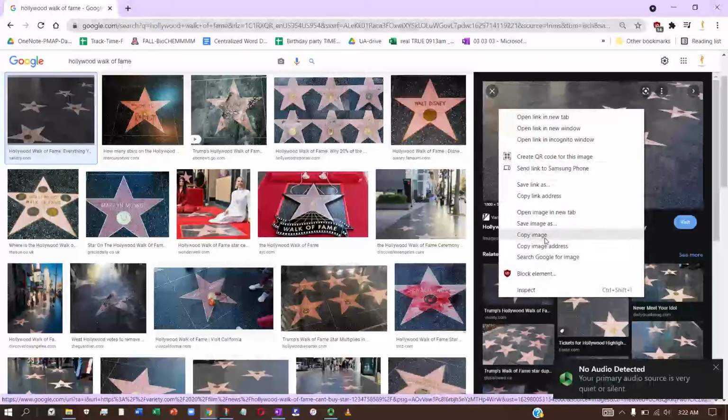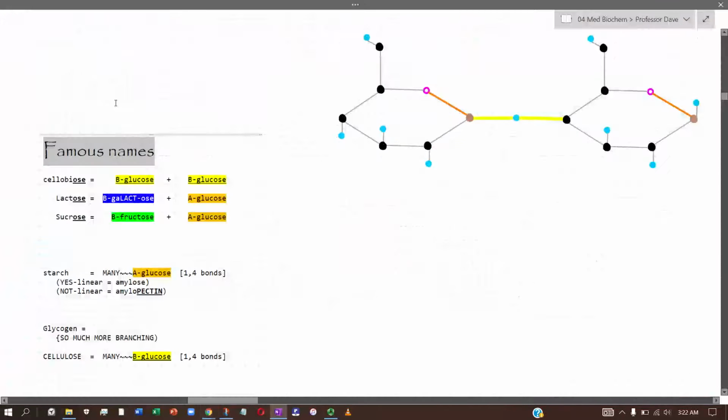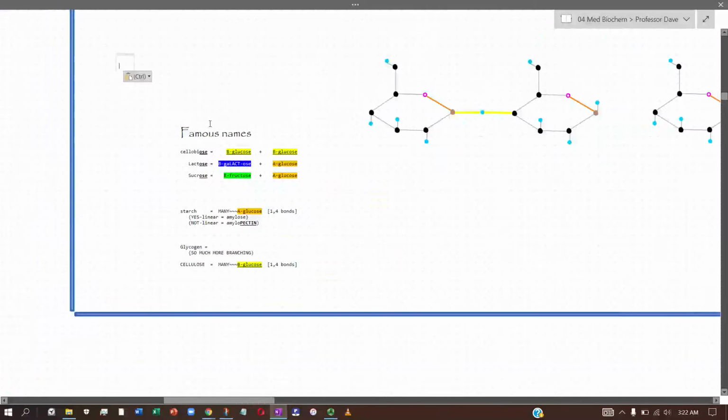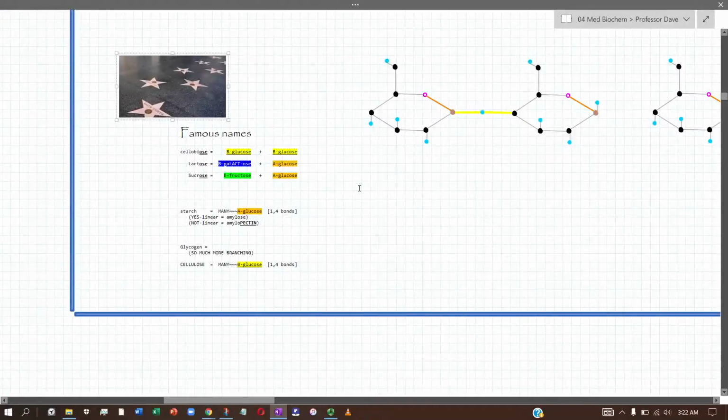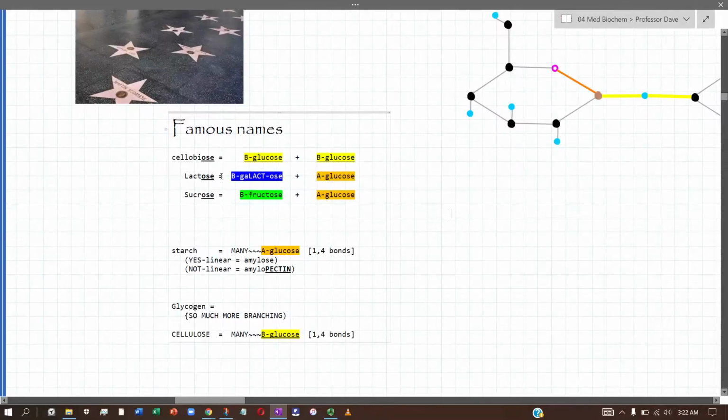Yeah, that's a good picture right there. Okay, cool. So, famous names. Here we go. Hollywood Walk of Fame. So cellobiose, that's what that's made of. Lactose. These are the two monomers, monosaccharides, which that's made of. Sucrose. There you go.